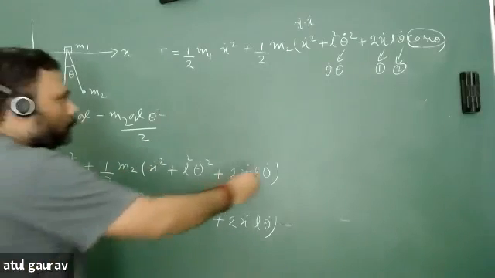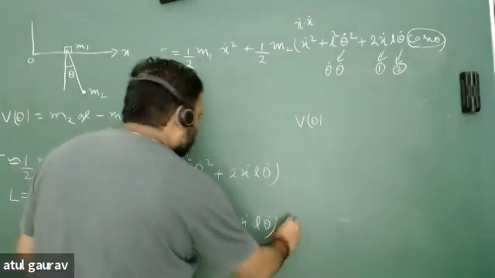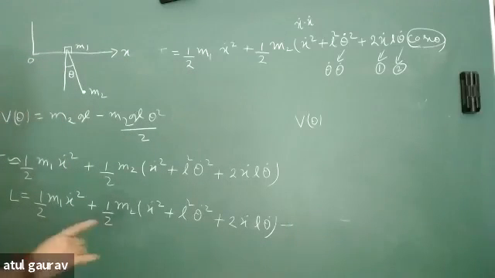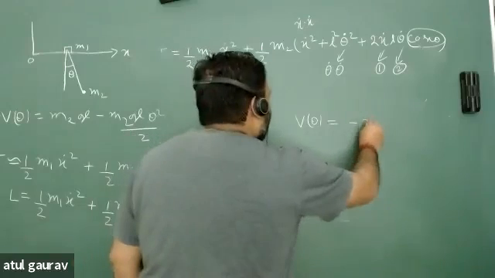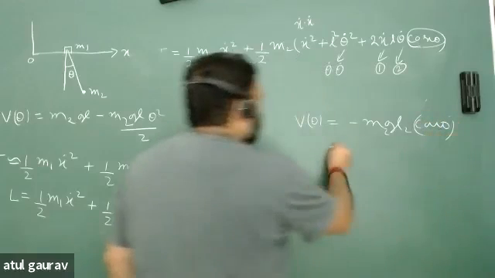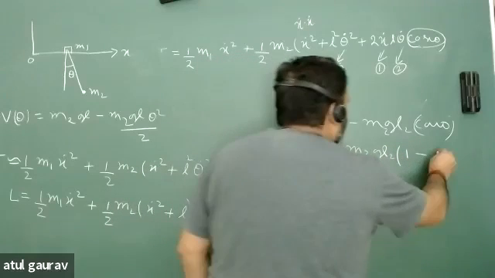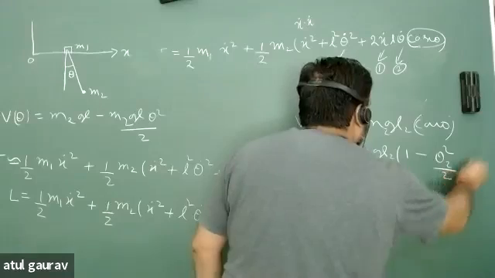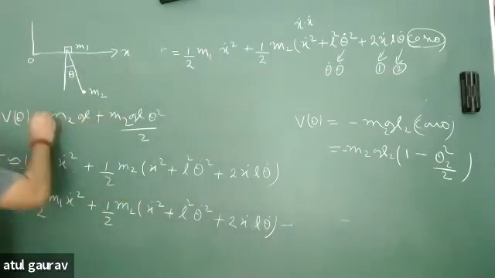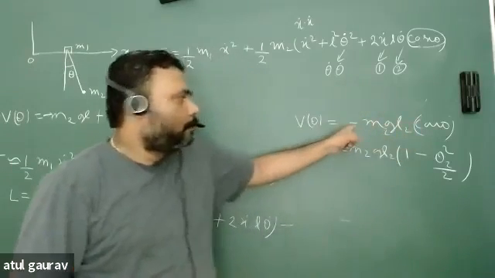What is the potential energy? Potential energy is equal to minus M2 g L cos theta. Sorry, I have missed this minus sign. So the potential energy is minus M2 g L cos theta.